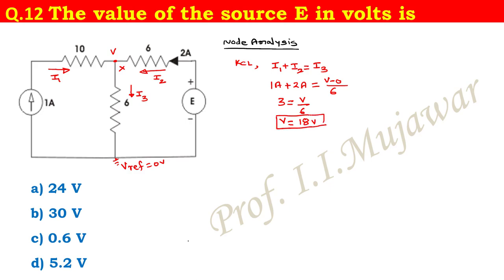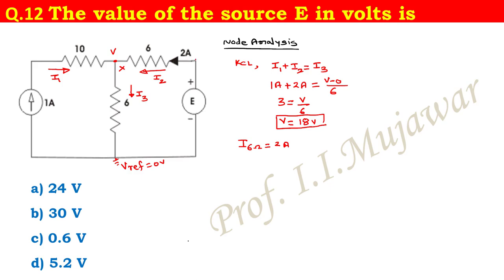Now what is the question here? The question is to find out E. This source E, which is unknown at present, is delivering a current of 2 ampere through 6. So that means your equation is I6 is nothing but 2 ampere.